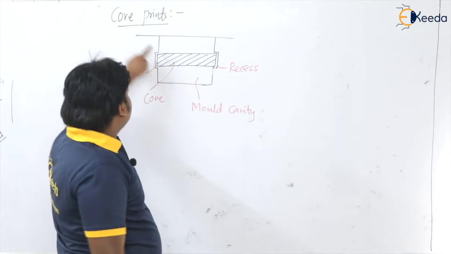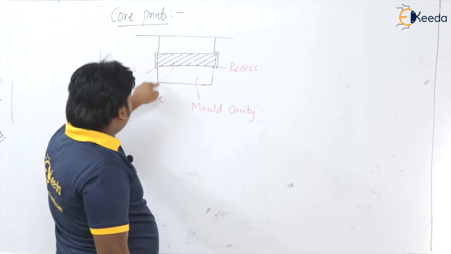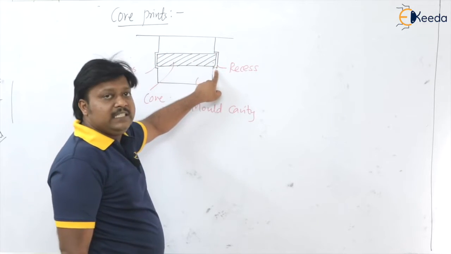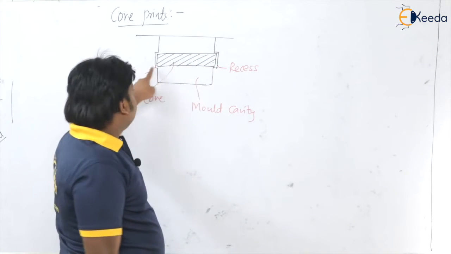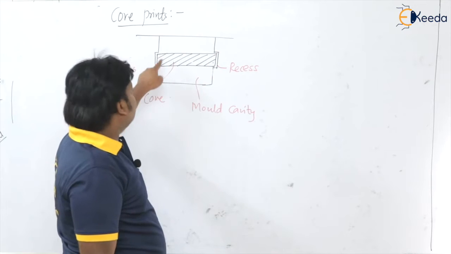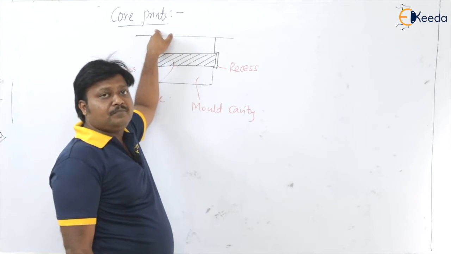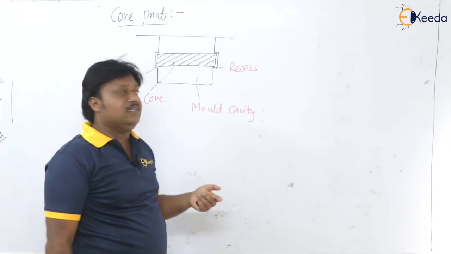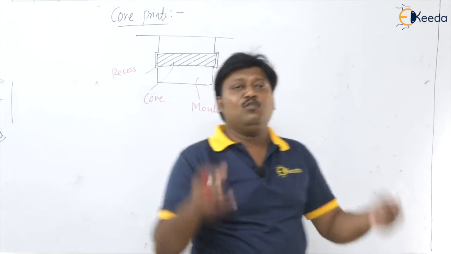Please remember, for sitting of this core into the mold cavity, some recess is provided within the mold cavity itself. This recess, or the place for sitting of the core, is known as the core print. Understood what is meant by core print? The recess. Now how do we get this recess into the mold cavity?